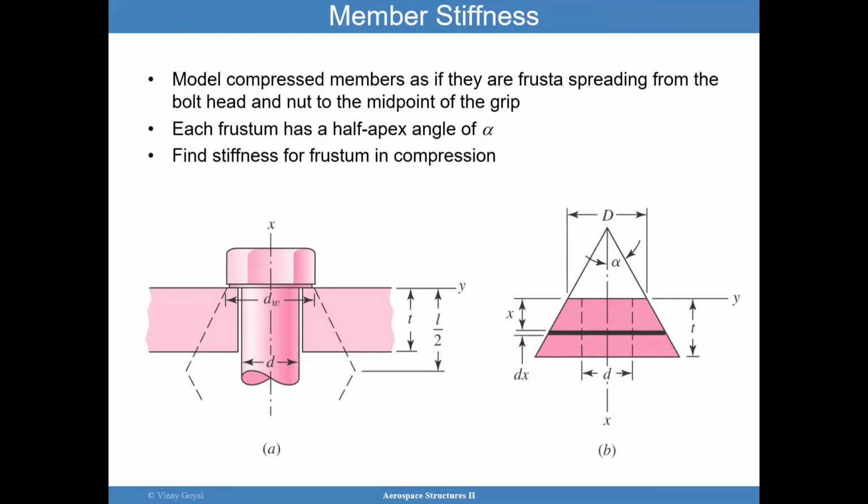So here, as an example, I have the top member that will be bolted into the part. If the total grip is L, then L divided by 2 is the midpoint. I want to draw a frustrum, and that frustrum is going to have an angle alpha, with a diameter d. And so what I want to do is find the stiffness due to this frustrum in compression.